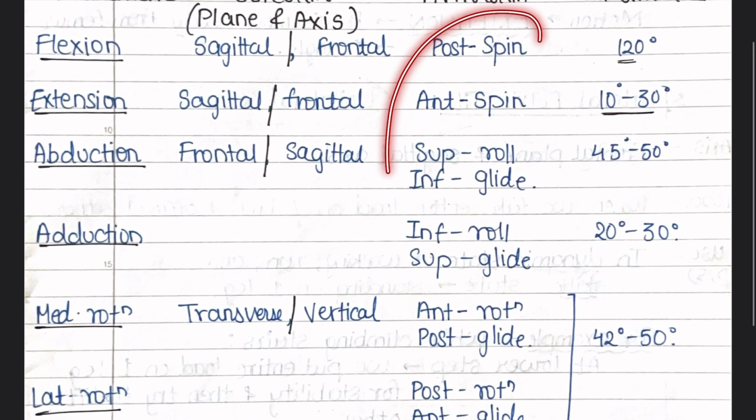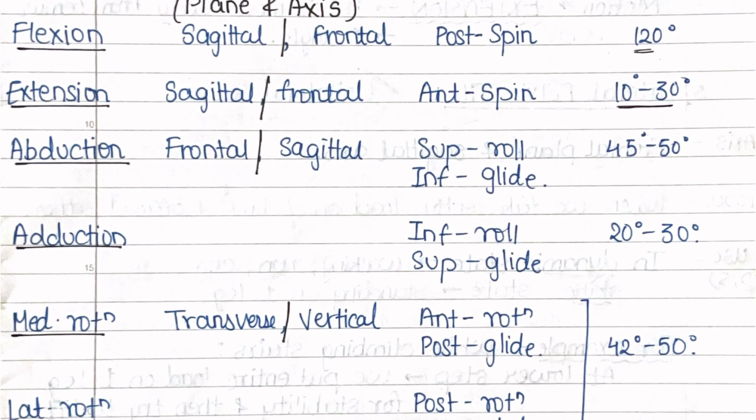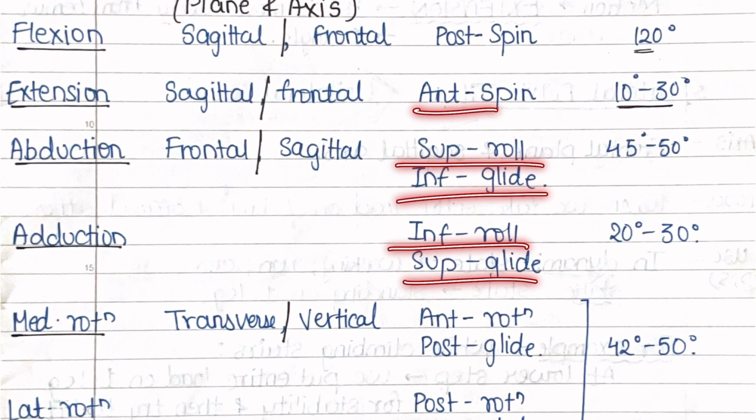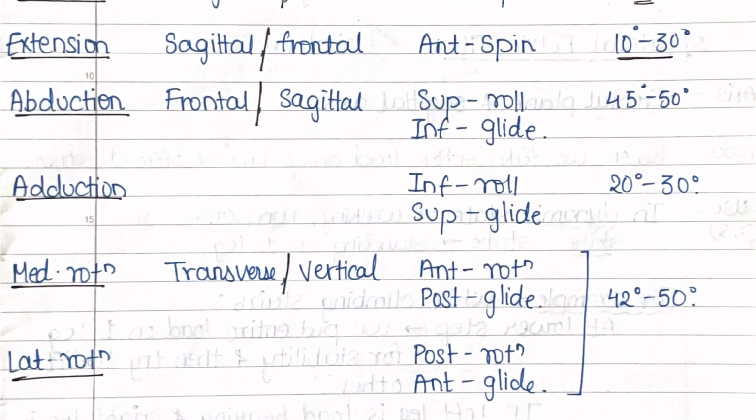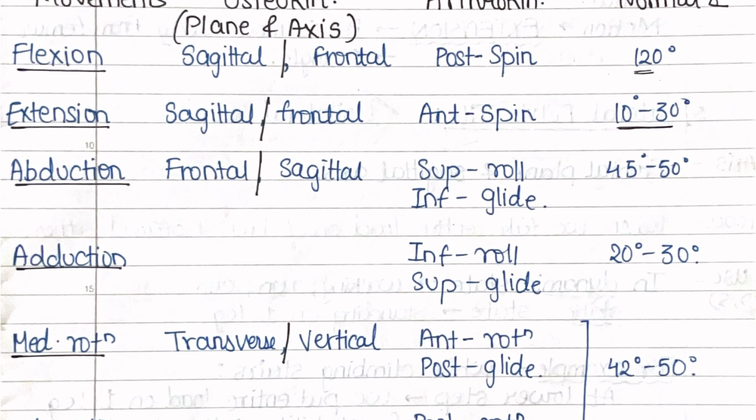See, this arthrokinematic thing is very important in your exam. Whether you understand it or not, the main important thing is that you write it as it is in the examination hall in the answer sheet. But I would suggest that you please understand the basics of arthrokinematics so that you don't have to mug up the things.